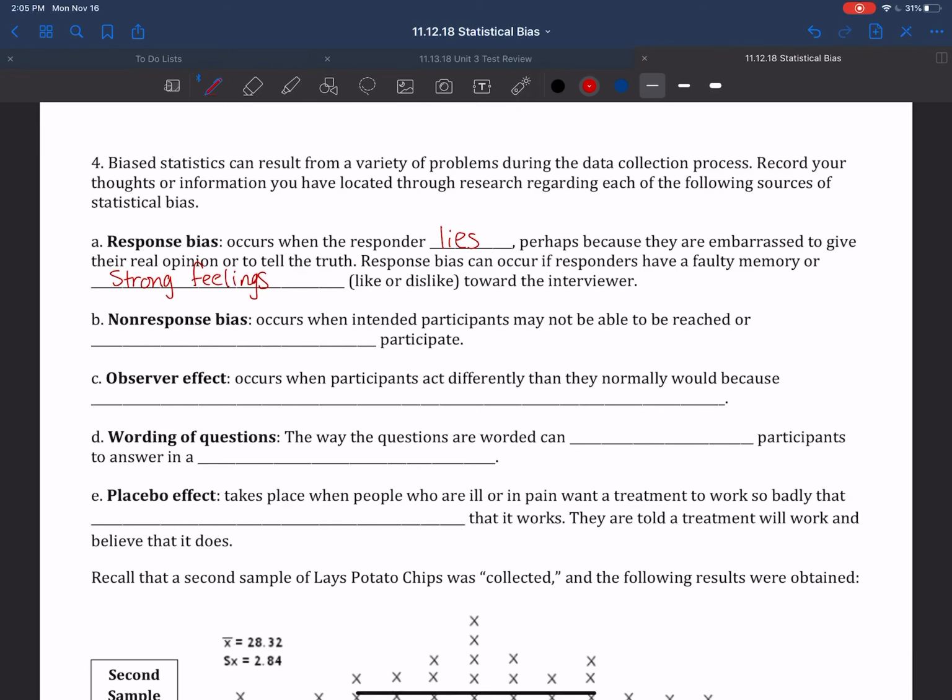And then non-response bias occurs when intended participants may not be able to be reached or refuse to participate. Observer effect occurs when the participants act differently than they normally would because they know they're part of a study.